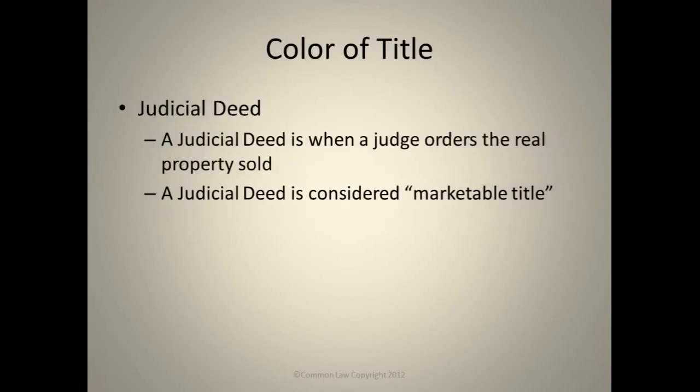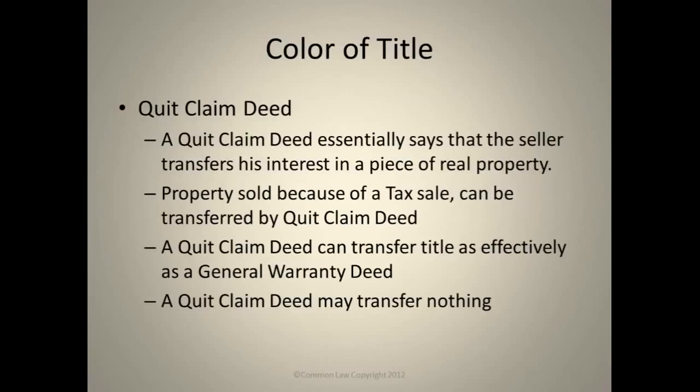A judicial deed is when a judge orders the real property sold. Could be an estate or something like that. Judicial deed is considered marketable title. A quitclaim deed essentially says that the seller transfers his interest in a piece of property. Property sold because of a tax sale is usually transferred by a quitclaim deed because the tax thieves know they don't have any interest in the property. They're saying, we sell you this interest, whatever interest we have in the property.